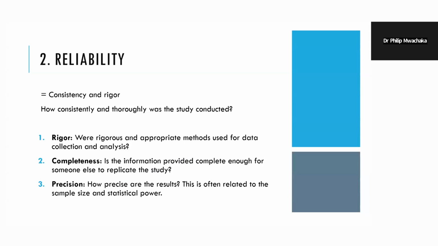And then the last thing is precision. How precise are our results? And we'll look at some of those measures of precision. But the key thing that you need to be aware of is the sample size. So it needs to be very clear the sample size that was used, how that sample size was arrived at, and any assumptions that were made during calculation of the sample size. And then also the statistical power needs to be clearly stated.